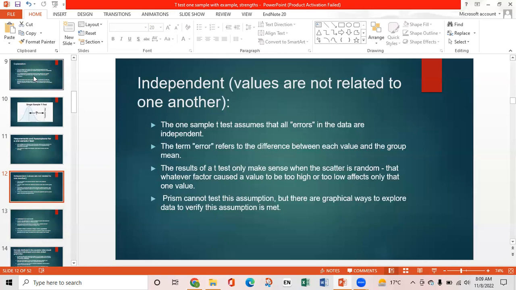Prism cannot test this assumption, but there are other graphical ways to explore data to verify this assumption.